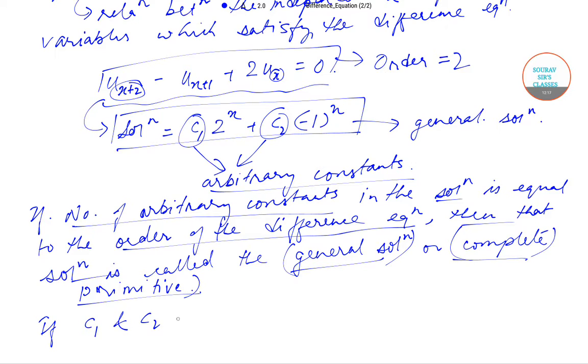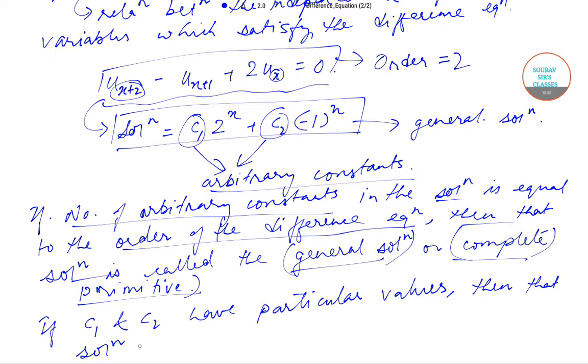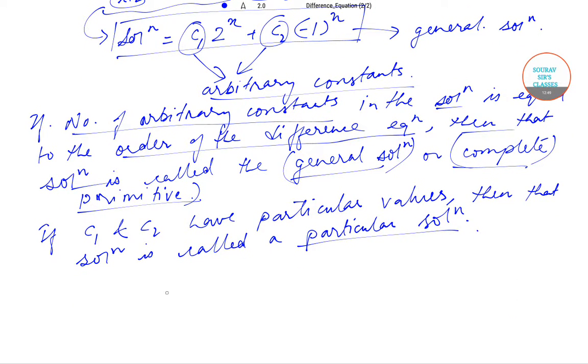Now if C1 and C2, or rather the arbitrary constants, have particular values, then that solution is called a particular solution. For example, if we have something of the format of 5 into 2 to the power x plus 7 into minus 1 to the power x, so this is a particular solution.